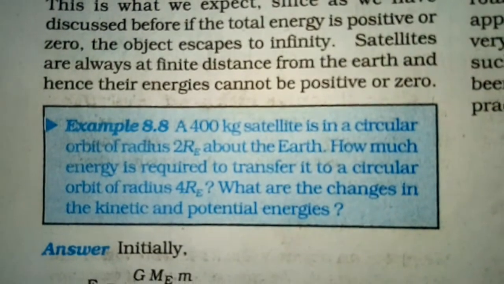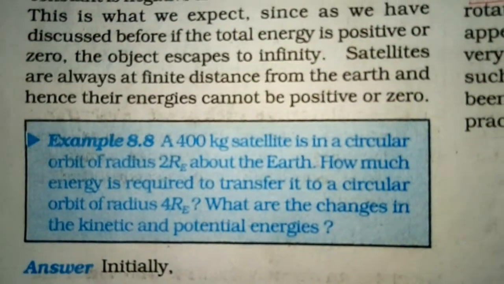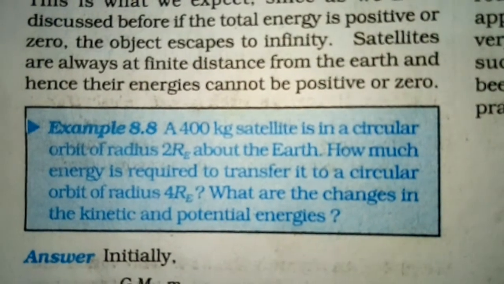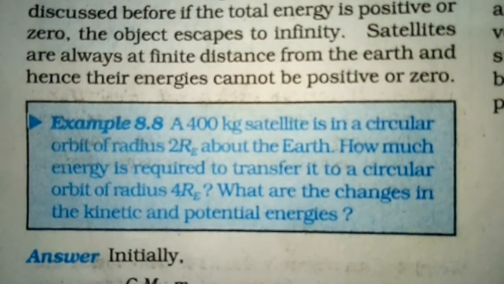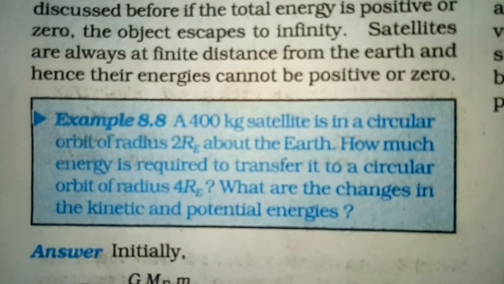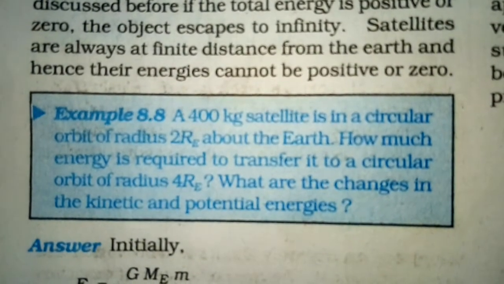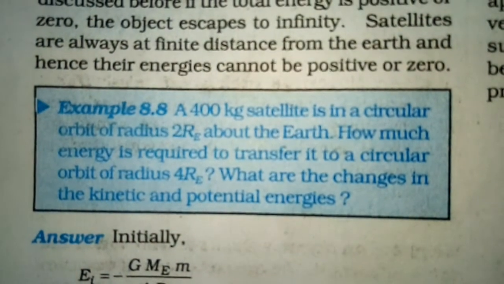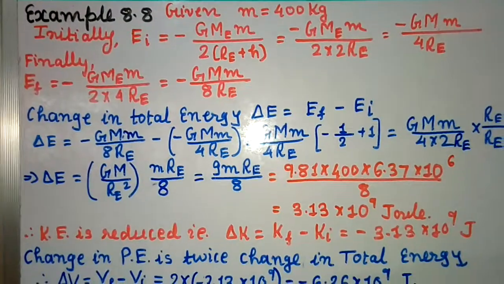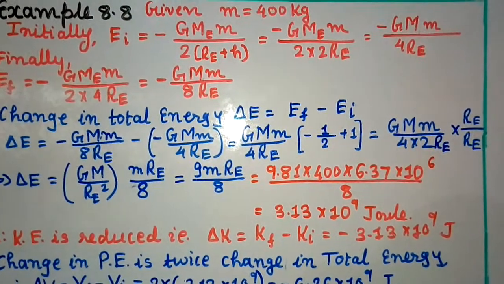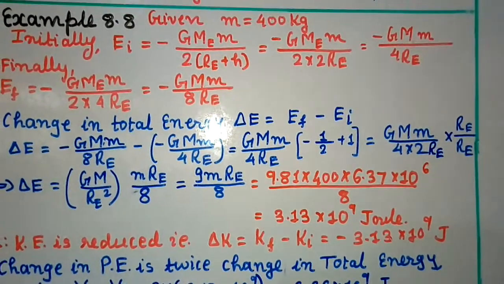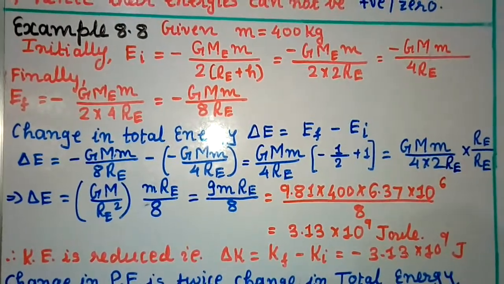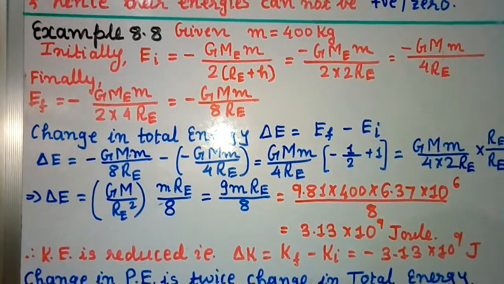Example 8.8. A 400 kg satellite is in a circular orbit of radius 2 RE above the earth. How much energy is required to transfer it to a circular orbit of radius 4 RE? What are the changes in the kinetic and potential energies? We are given the mass of the satellite 400 kg, call it small m, m is equal to 400 kg.